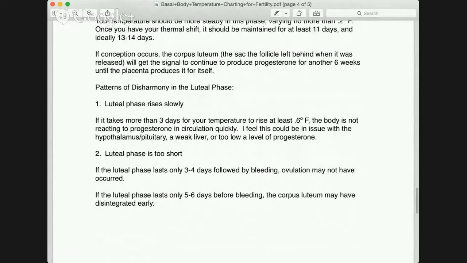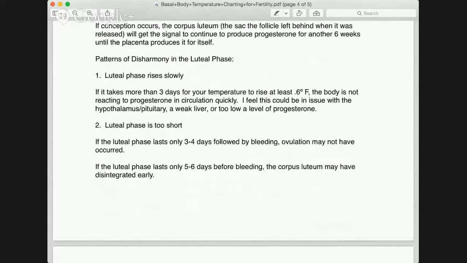So what could we see go wrong in this luteal phase? You could see the temperatures rising too slowly. If it takes more than 3 days for your temperature to rise at least 0.6, then the body is not reacting to progesterone in circulation quickly. I think your body either is not reacting quickly to progesterone or you're not producing enough. I think that could be either one. There could be a few things here I listed, but I would say mostly it's probably low progesterone or some kind of progesterone receptor issue.